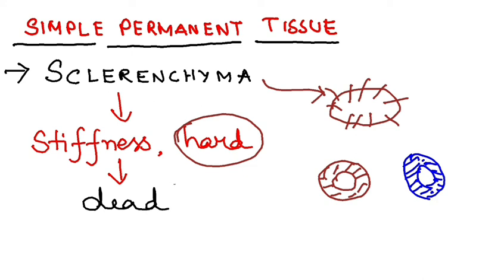So let me write the examples here. So this is the husk of a coconut, and this is a nut, and this is a seed, right? So in this video overall we have learned all the simple permanent tissues: parenchyma, collenchyma and sclerenchyma.